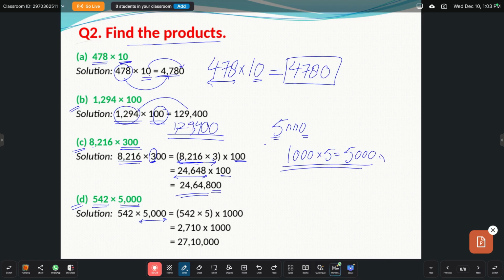Here I will again ignore these three zeros first. Why? Because I can write this 5,000 as 5 into 1,000. So I will first multiply this 542 by 5. Upon multiplying this number, I get the answer as 2,710. Now here it is 1,000. How many zeros in 1,000, beta? There are 3 zeros in 1,000. After writing this, I will put 3 zeros to the right of this number. So my answer is 27,10,000. I hope it's clear.